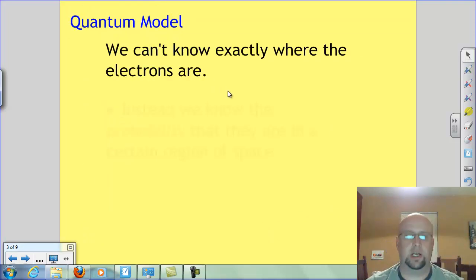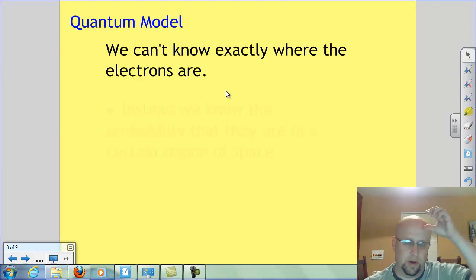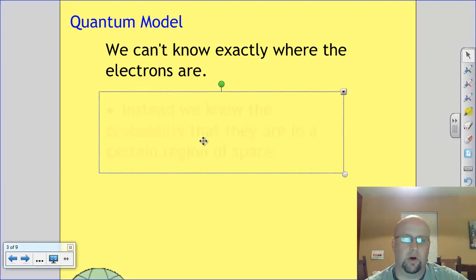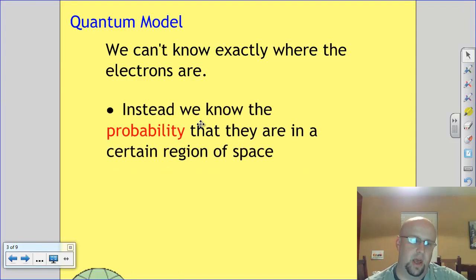We don't know exactly where the electrons are. This is what Heisenberg is saying in the Heisenberg uncertainty principle. We can't know. Electrons are so small that by the mere act of measuring where they are, or how fast they are, we would change their location and speed. So the quantum model rests on this idea that if we can't know exactly where they are, we know the probability of where they are.